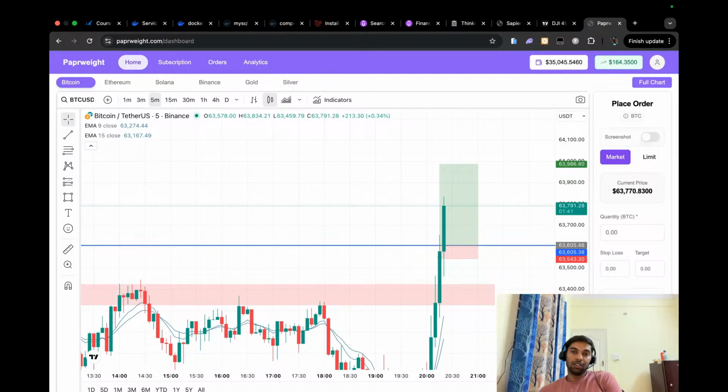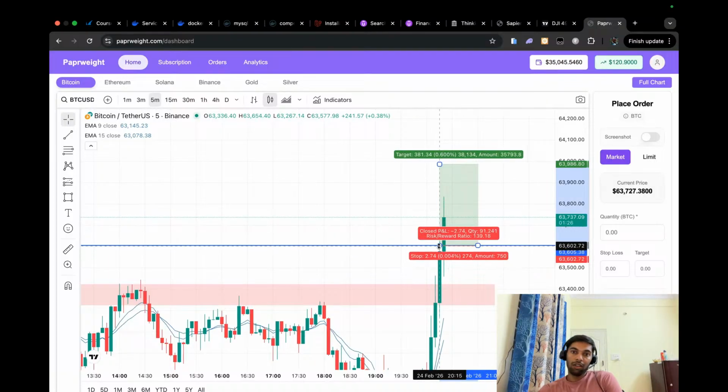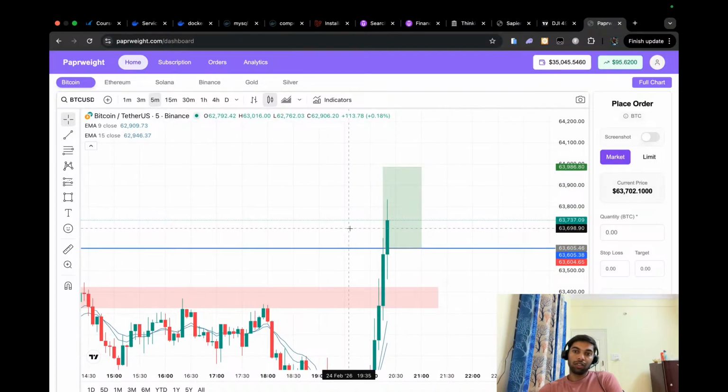It's facing rejection. I will not take a loss in this trade at all. I will cut my trade cost to cost, because if the rejection is real, then it will definitely hit all the stop losses we set.